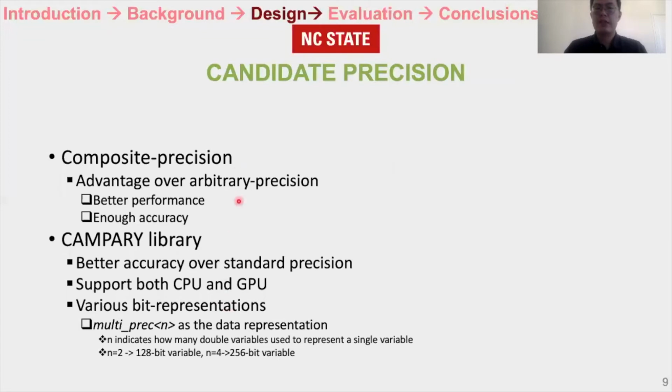The second question is what the candidate precision is. We use a composite precision library called Canterbury. It can definitely provide better performance than arbitrary precision, and it also has enough accuracy compared with standard precision. It also supports both CPUs and GPUs. Last, it supports a variety of bit representations. Specifically, users can specify this n in the Canterbury library, which indicates how many double variables are used to represent a single variable. For example, 4 double variables can represent a 256-bit high precision variable.